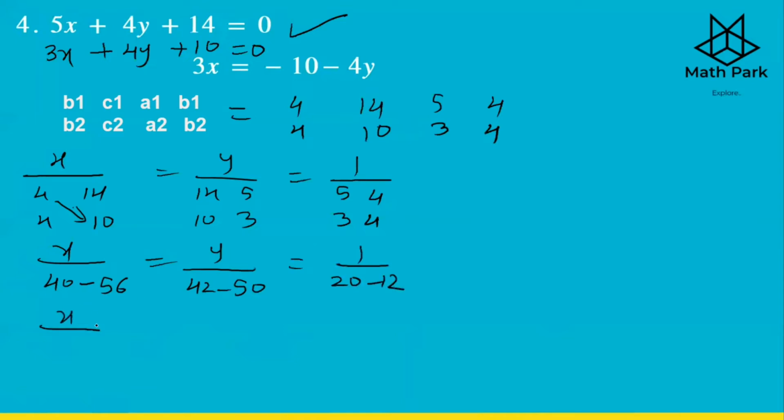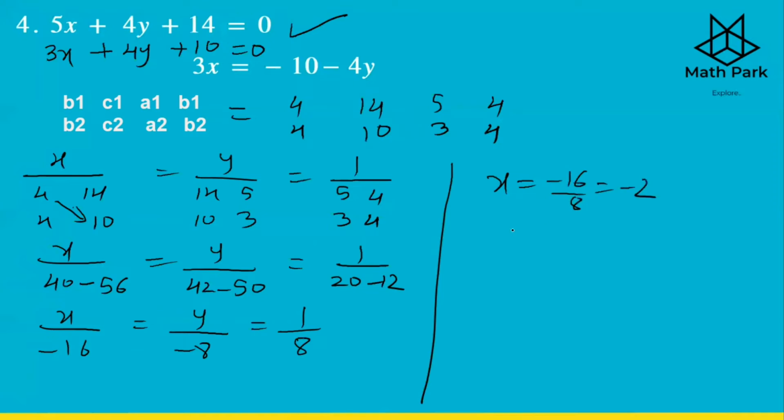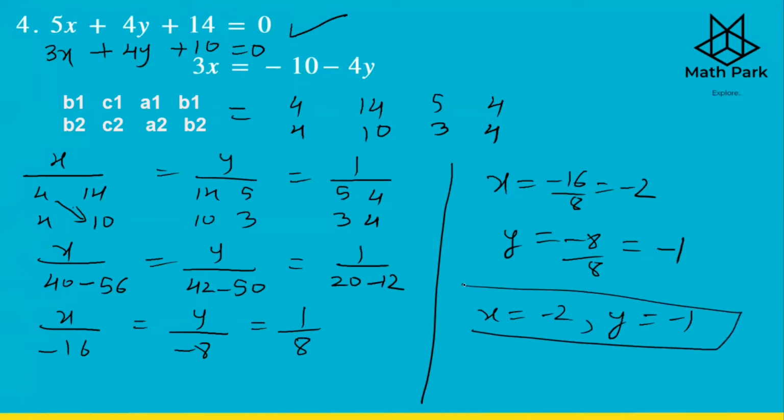So we get x upon 40 minus 56 is minus 16 is equal to y upon 42 minus 50 is minus 8 is equal to 1 upon 20 minus 12 is 8. So we get the value of x as, just remember, minus 16 is going to go up here. So minus 16 by 8, which is minus 2, and y is equal to minus 8 by 8, which is minus 1. So we get x is equal to minus 2, y is equal to minus 1, and we are done with question number 4.